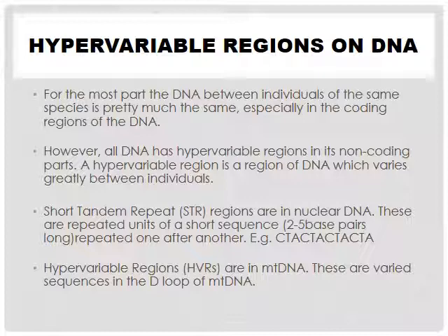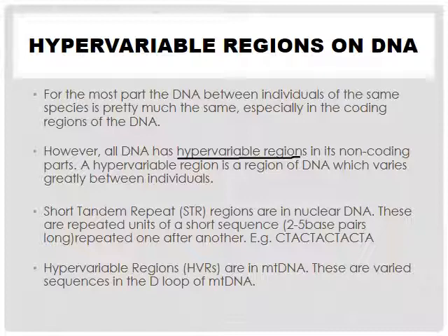Amongst our coding regions of DNA though, we do have non-coding regions. Non-coding regions of DNA are still sequences of nucleotides, but those sequences do not form genes that code for particular proteins. And what you'll find is that all DNA, whether it's nuclear or mitochondrial, in its non-coding regions, will have what we call hypervariable regions. If you break that name down, hyper means a lot, variable meaning different. So hypervariable regions are particular regions of DNA that vary greatly between individuals.